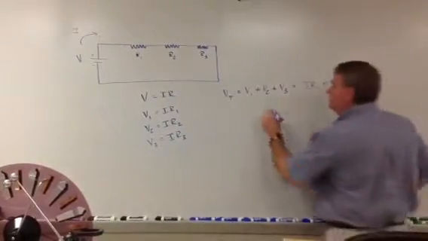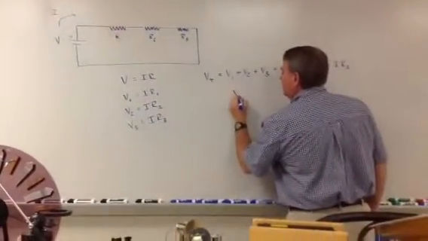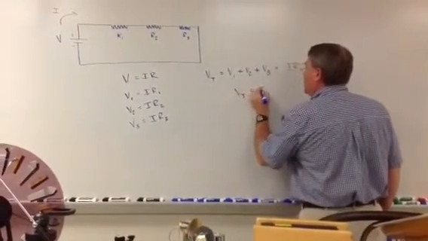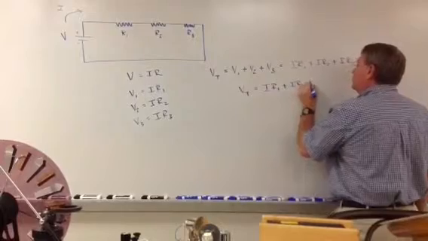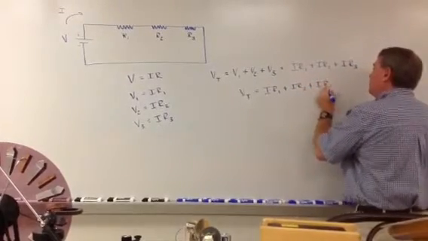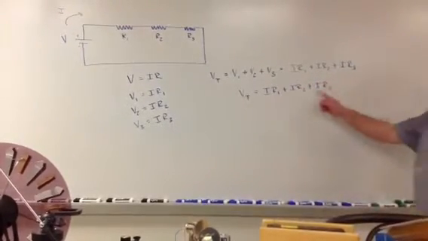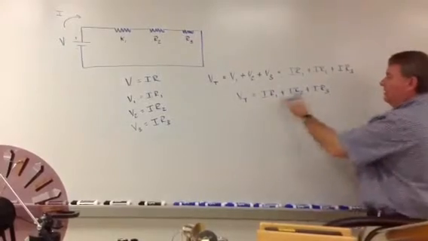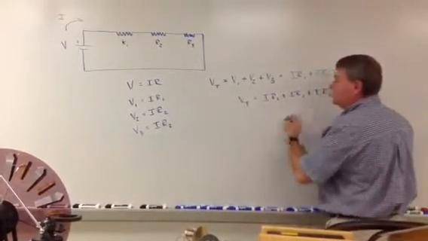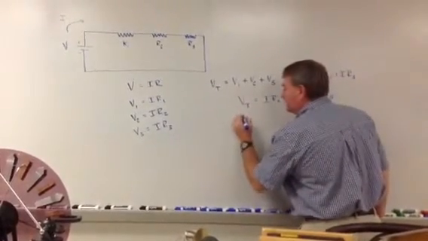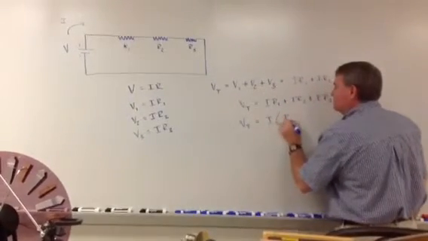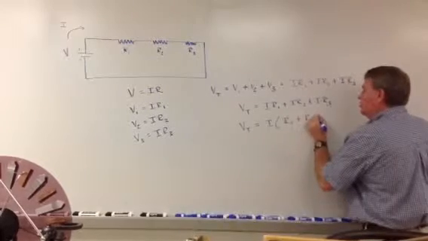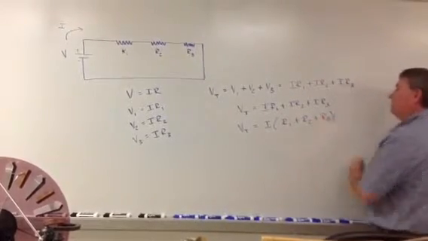We're going to bring this down, get rid of that, and just say that total voltage is equal to IR1 plus IR2 plus IR3. We're going to factor out current and put the resistors in a set of parentheses. Voltage total is equal to current times (R1 plus R2 plus R3).